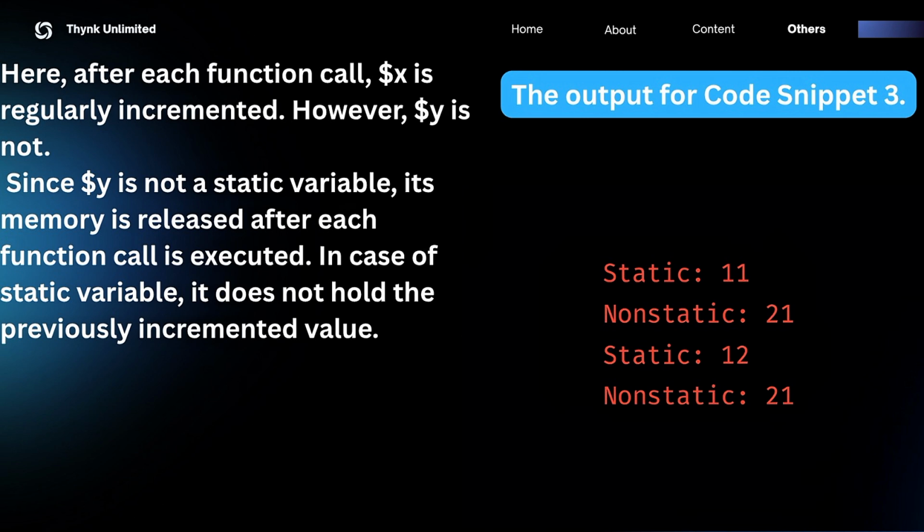So the output you're showing: static 11, non-static 21, then static 12, non-static 21, perfectly demonstrates the rule. Statics remember. Regular locals reset.